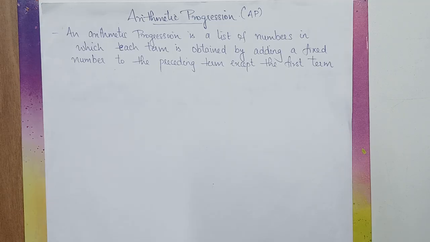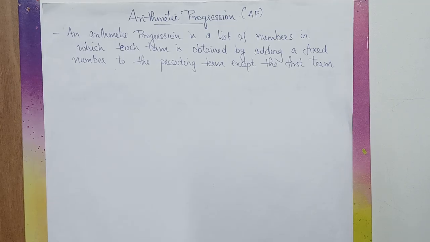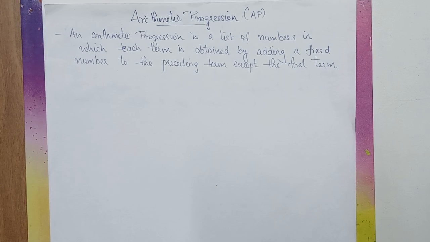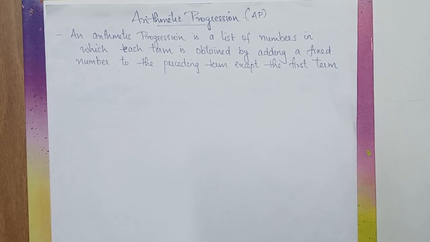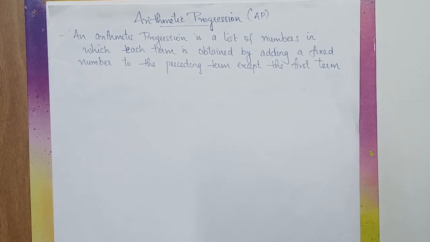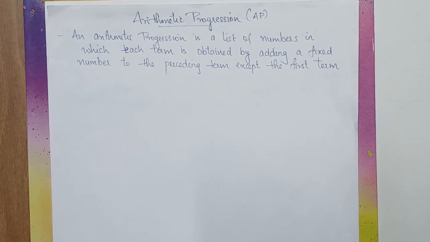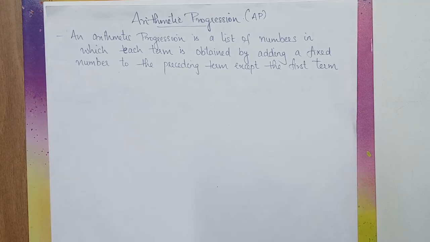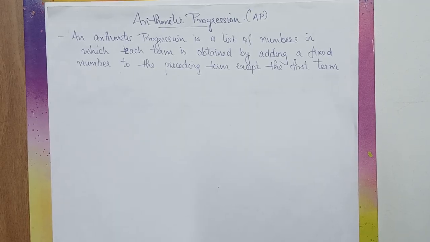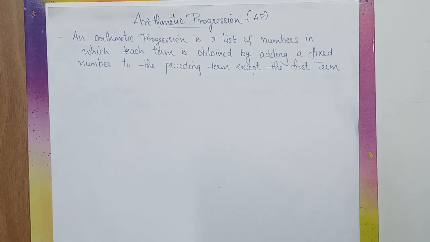So we can start the introduction with the definition of an arithmetic progression, or simply AP. An arithmetic progression is a list of numbers in which each term is obtained by adding a fixed number to the preceding term, except the first term. This is the definition of an AP and you will be familiar with it. Now, what is meant by AP? Simply stating, AP is a list of numbers.